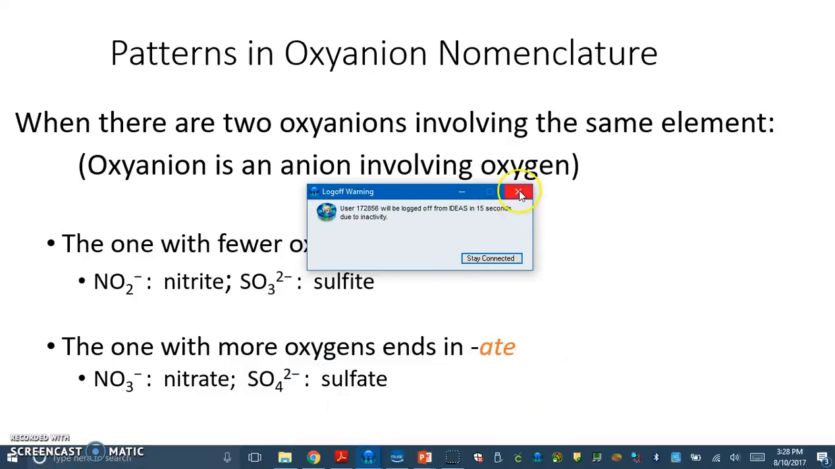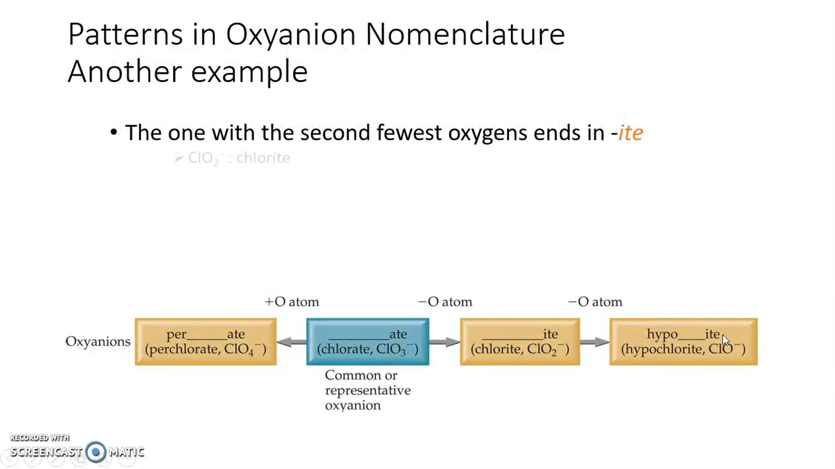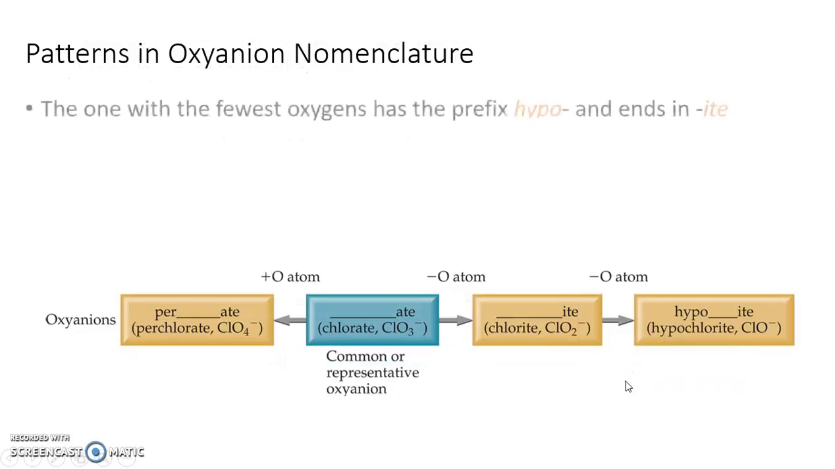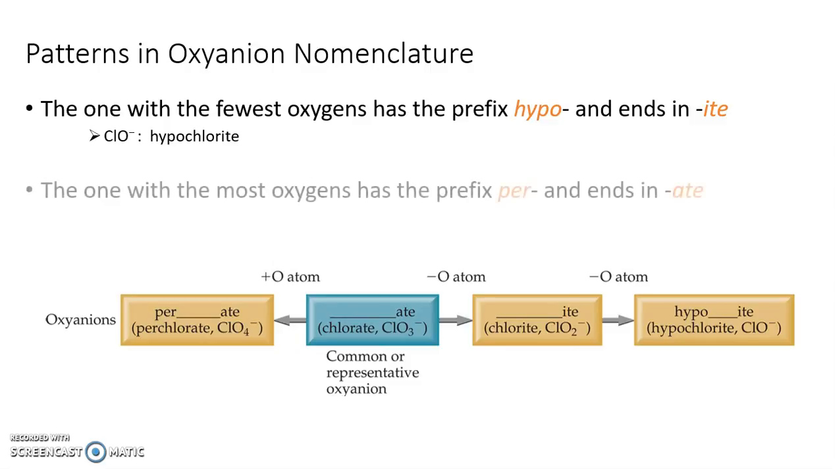Oops, sorry for the pop-up. Okay, so here's another example. We have chlorite, and then more oxygens would be chlorate. This little flow chart down here can help you visualize that. And then sometimes we see hypo at the beginning. The one with fewer oxygens has the prefix hypo, and then sometimes if it has more, it would have per in the front. So just some little patterns that we see.